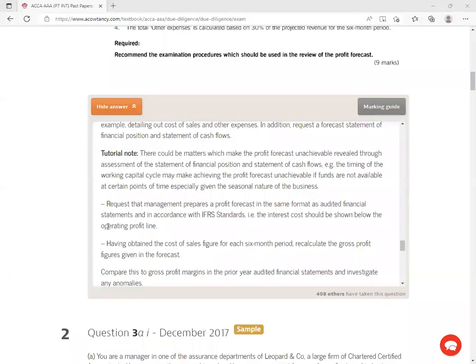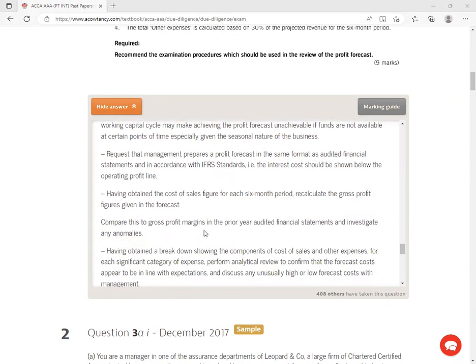Great. Ladies and gentlemen, from there, we are told here, having obtained the cost of sales figure for each 6 months, recalculate the gross profit yourself. Compare this gross profit margin to the prior year audited financial statements and investigate any anomalies. So basically, they're doing analytical procedures. They're analyzing, computing ratios, and trying to investigate the differences.